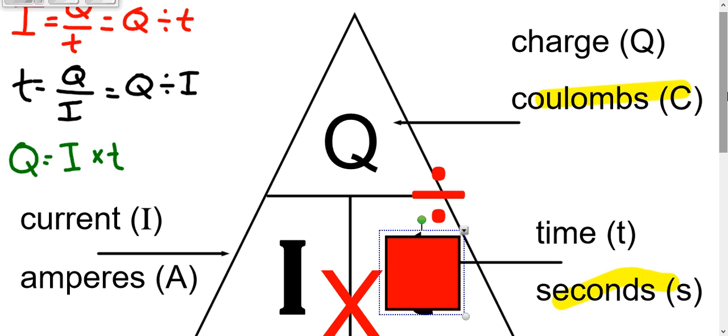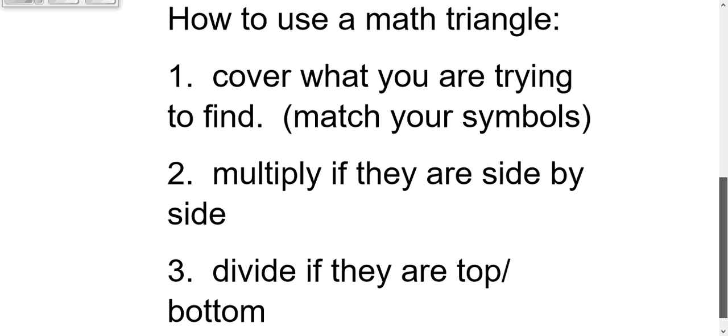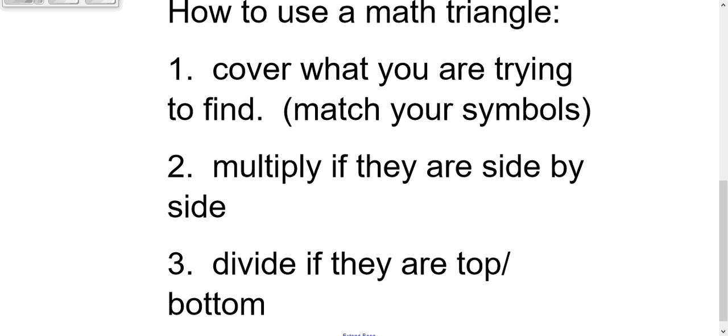using the steps. So I've included the steps in your notes here. I've also included a white sheet in your paper package that has all those steps written out for you. So again, here's just the notes on how to use a math triangle. Cover up what you're trying to find. Match up your symbols, multiply if they're side by side, divide if they're top and bottom. Big thing with the division is if Q's on the top, whatever's got coulombs as a unit is going to be on the top, not always the bigger number.